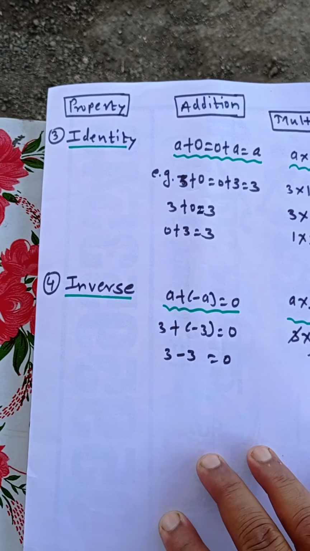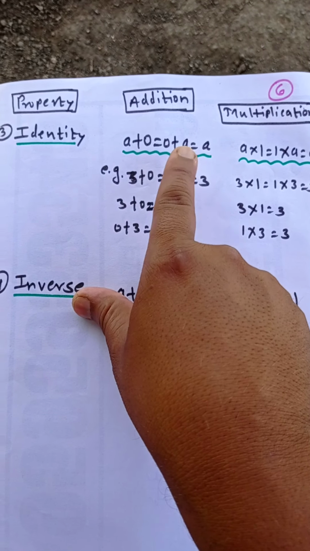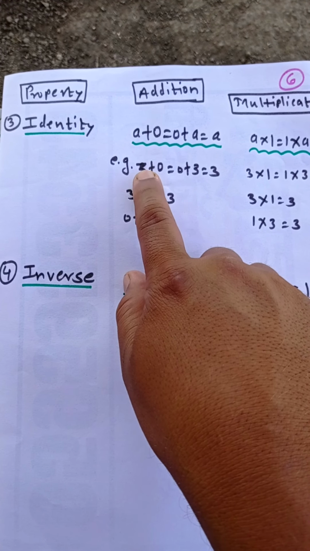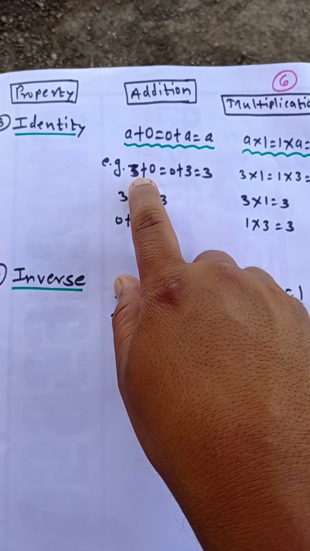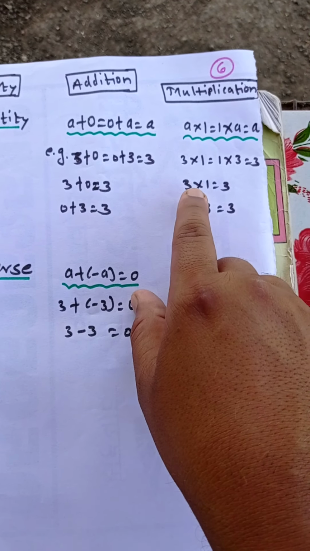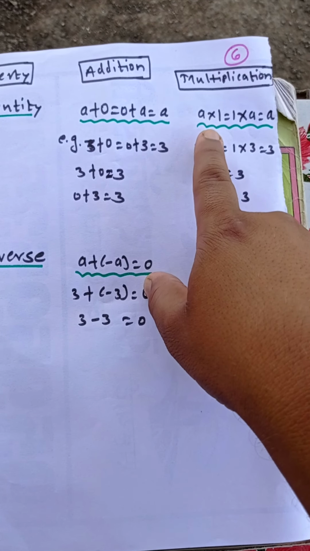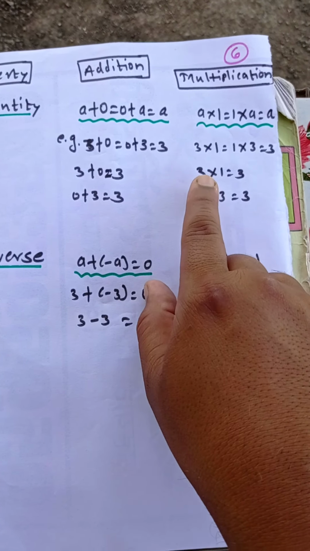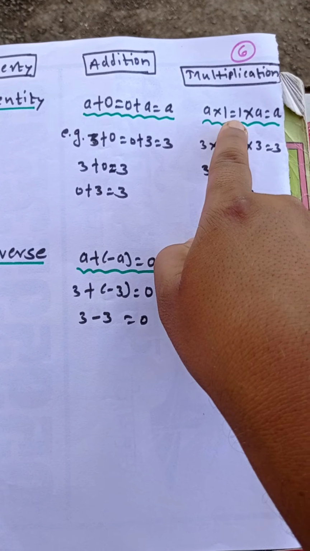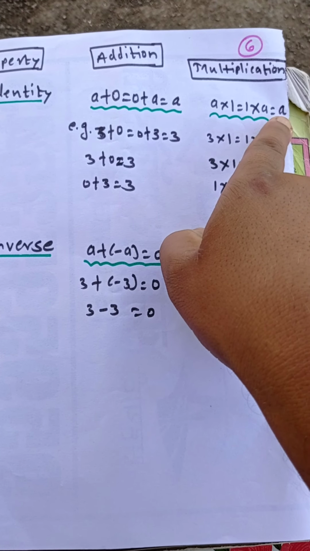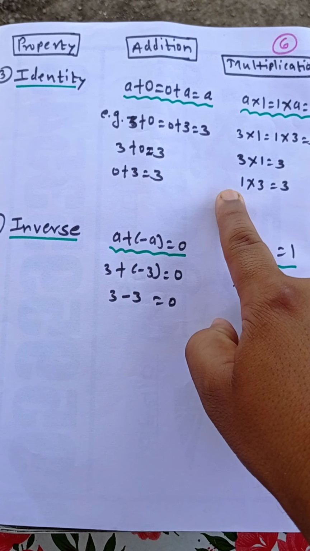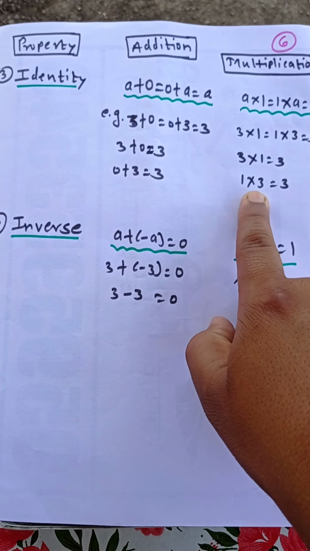One more property: identity of addition and multiplication. Identity: A plus 0 is equal to 0 plus A. If we add 0 to any number, we get that same number as the answer. 3 plus 0 is 3 and 0 plus 3 is also 3. Next, the multiplication identity: A into 1 or 1 into A. Suppose 3 into 1 is 3 and 1 into 3 is also 3. So A into 1 is equal to 1 into A, which is only A. If we multiply any number by 1, we get that number as the answer.